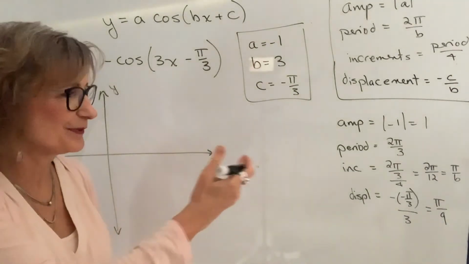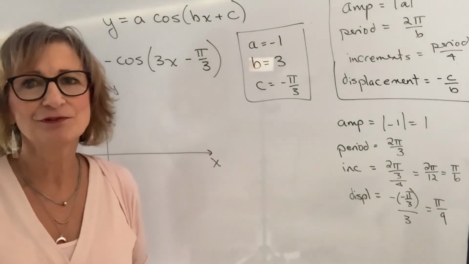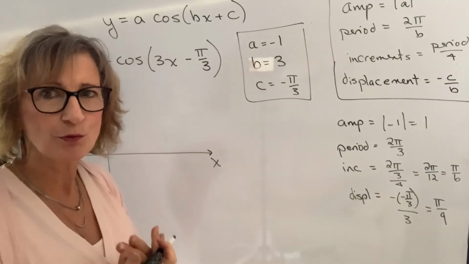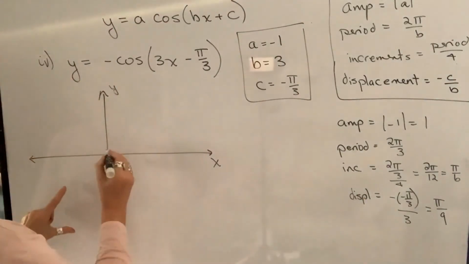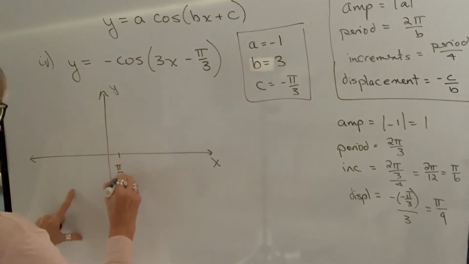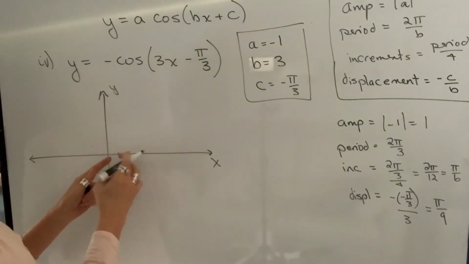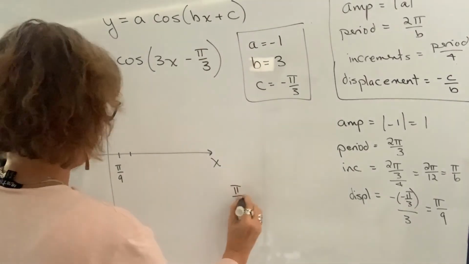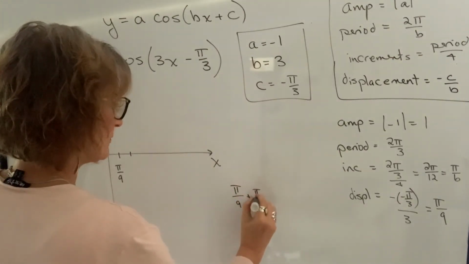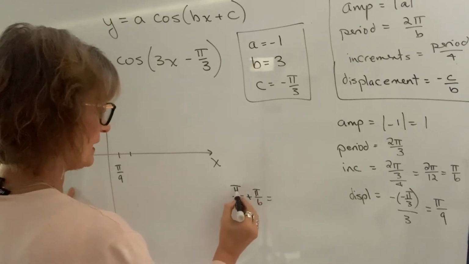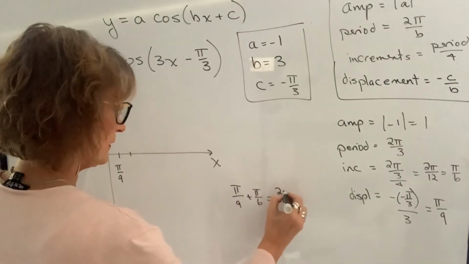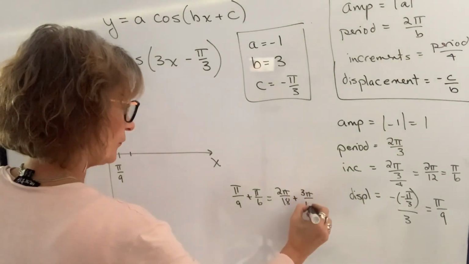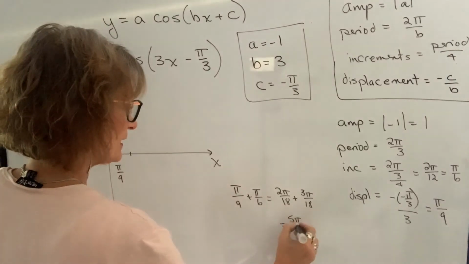With some of these questions, you're going to have to be fairly competent with fractions. So displacement tells me the x value where my cos curve starts. So it's going to be positive pi over 9. Then I'm going to add pi over 6 to get my next x point and so on. So pi over 9 plus pi over 6, we need a common denominator. Our common denominator is going to be 18. So that's going to be 2 pi over 18 plus 3 pi over 18, which is 5 pi over 18.